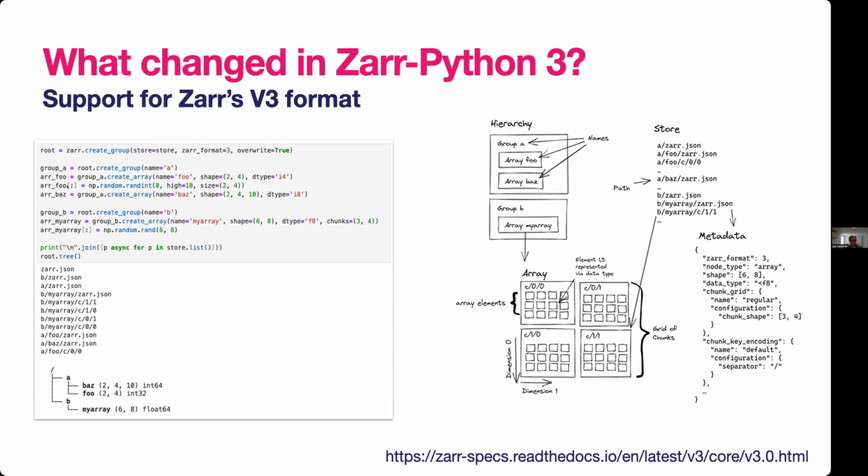So basically everything below the top line is API compatible with Zarr Python 2. The only difference is that zarr_format equals 3 here opted into using the new format. It's actually the default as well. So if you pick up the library today, you'll start writing Zarr format 3.